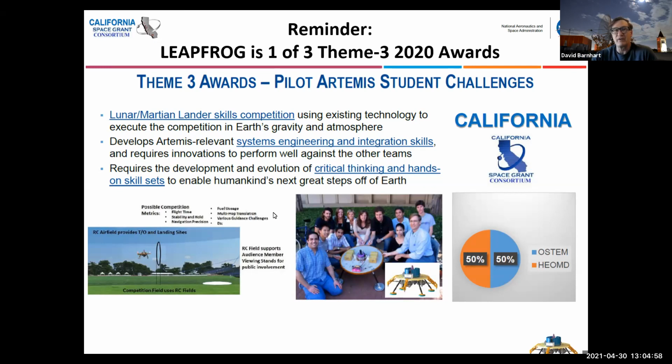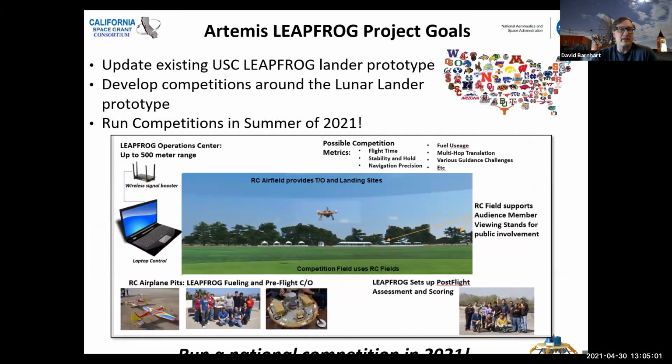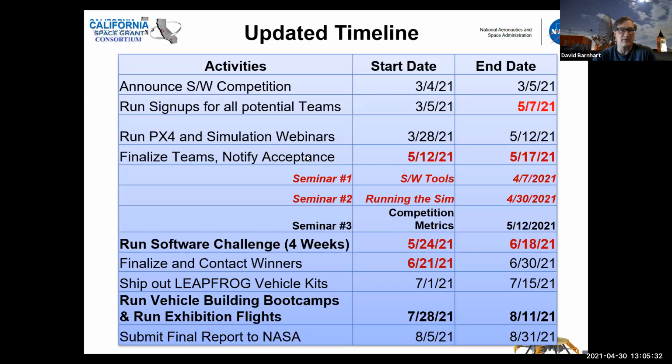We've given a previous seminar on what we're doing, but basically the Leapfrog project goal for this activity was to take a lander prototype that had been developed at USC, change it such that we can develop competitions around it and run the competitions in the summer. COVID has changed that somewhat, and so we are communicating to you right now in a second webinar about that change. Instead of doing full flight competitions, we're doing a software competition that will be followed by kits that are sent to the winners of the software challenge, which is different.